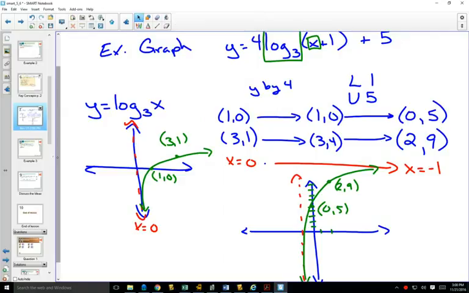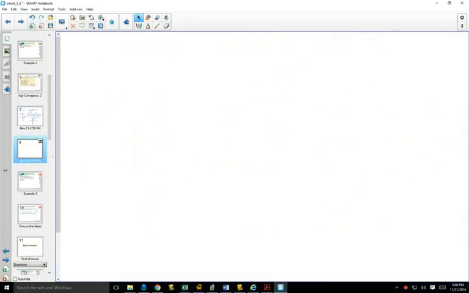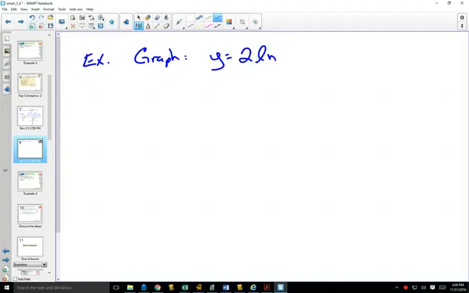We'll do one more example on this page. Everybody ready? We are going to graph y equals 2 natural log of 1/2 x plus 2 minus 3.